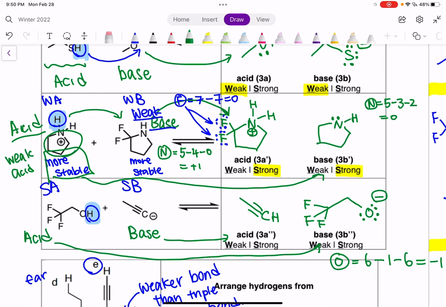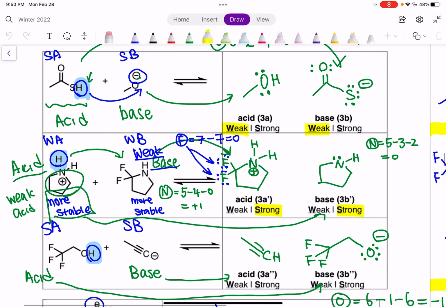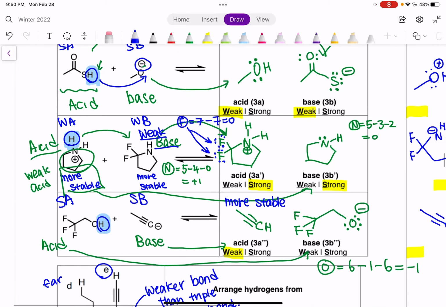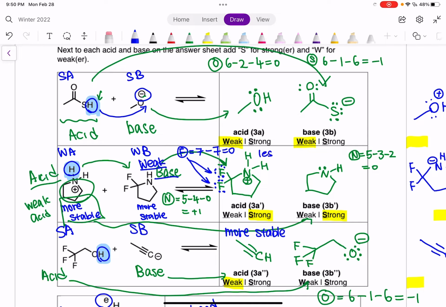And to see whether it's strong or weak, we have to check for the strength. Okay, so this one will be a weak acid because it's less stable. Oh wait, it's more stable, pardon me. It's more stable, so it's weaker. A weaker conjugate acid because it's, let me just write it down, more stable. Less stable.